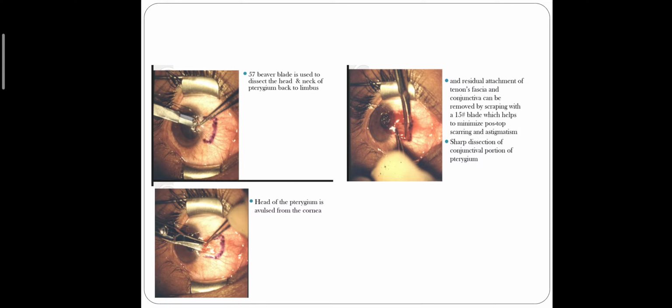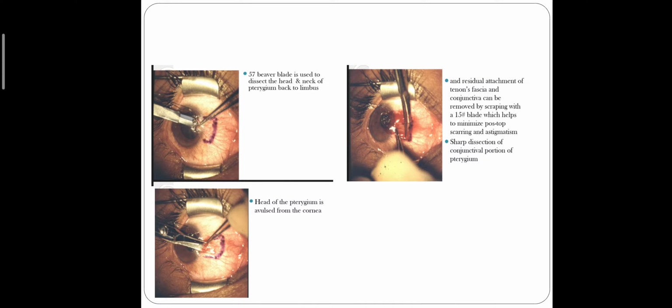And any underlying residual subconjunctival fascia. One thing I forgot to tell: pterygium is a degenerative condition. It occurs with advancing age. So what type of degeneration, that is also important. It is an elastotic degenerative condition of the subconjunctival tissue which is triangular in shape and encroaches the cornea. So this completes the definition.